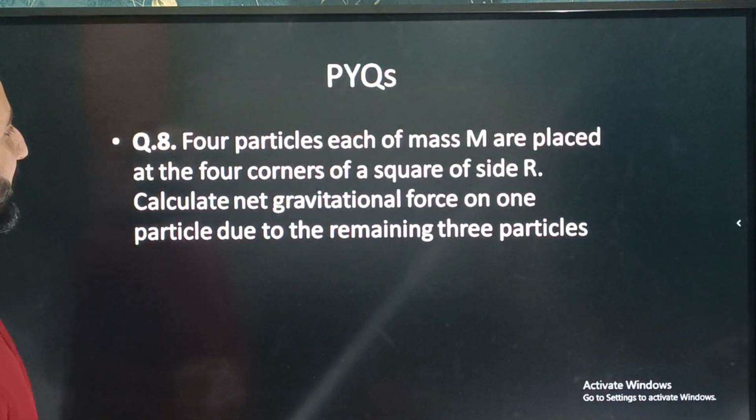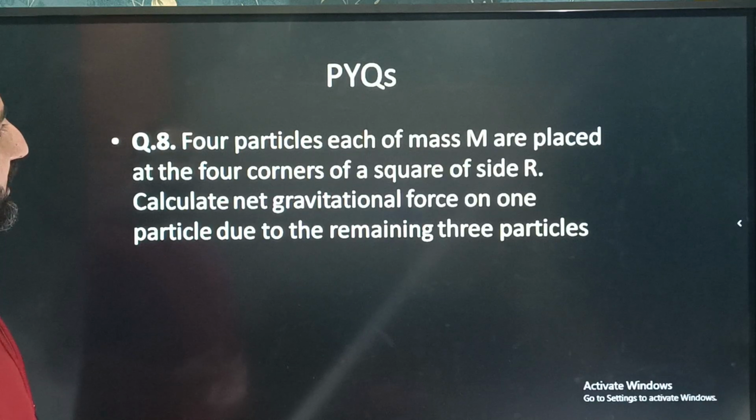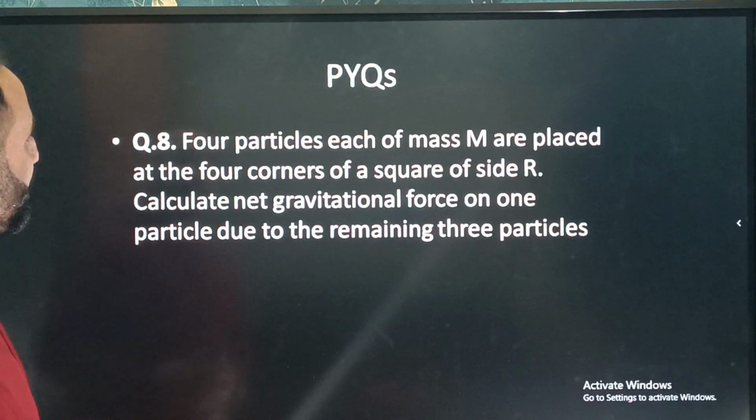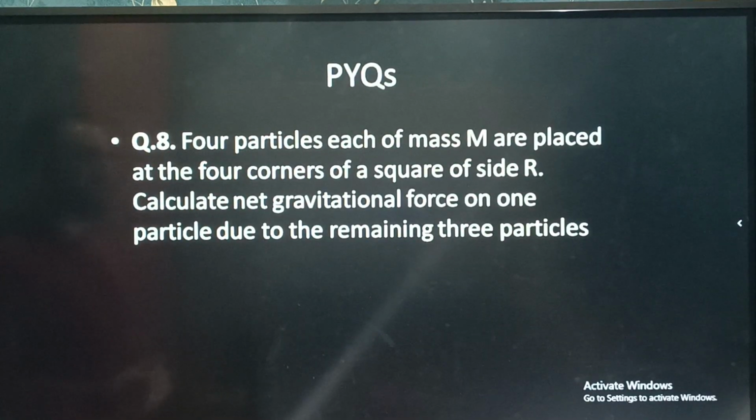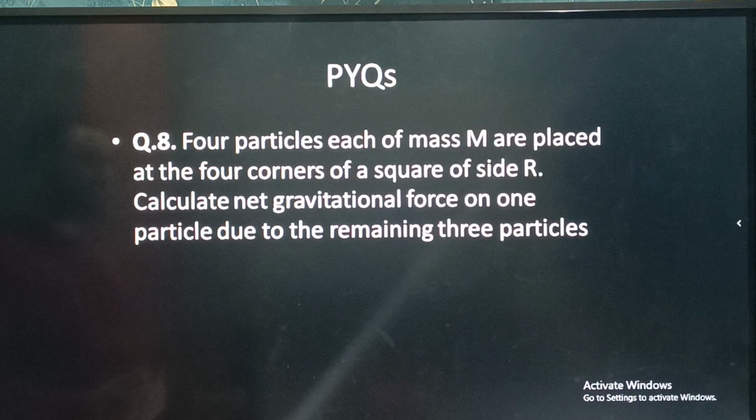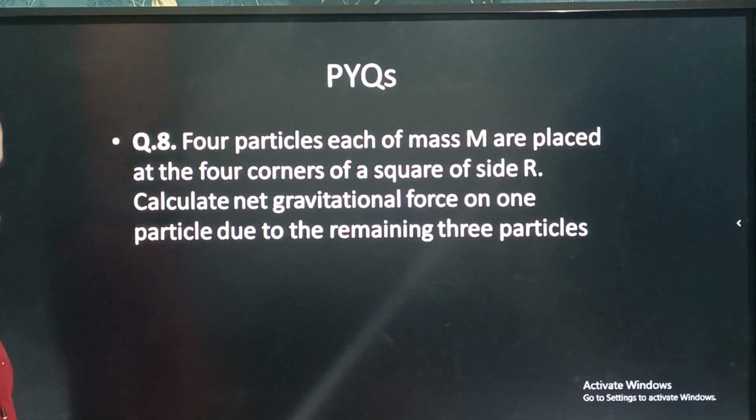So question is like this, that there are how many particles? There are 4 particles, each of mass capital M, placed at the 4 corners of a square of side R. Okay, let's give the side A, or you can take it R. Calculate the net gravitational force on one of the particles due to the remaining 3 particles. Okay, so there are how many particles? 4 particles, each of mass capital M, placed at the 4 corners of a square, and you are supposed to calculate the net gravitational force on one particle.